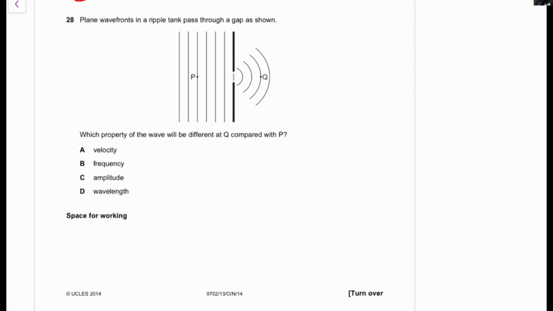Okay, so plane waves in a ripple tank pass through a gap. So we have a ripple tank and we have diffraction occurring. So with diffraction, we have a small gap and the waves spread into the observable region.